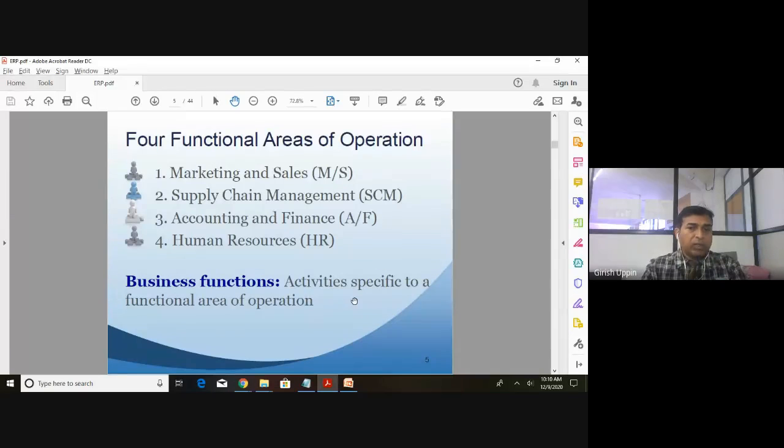Business functions are activities specific to a functional area of operation. So what is a business function? The activities which are specific to the functional areas are called business functions.